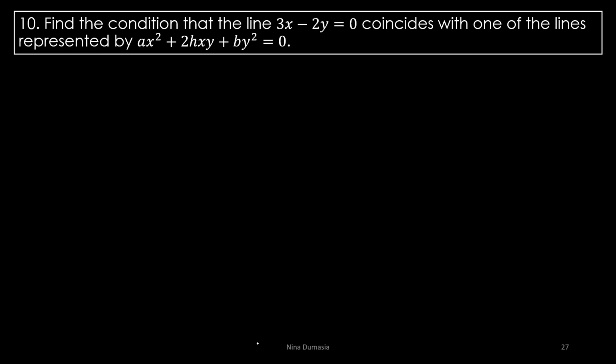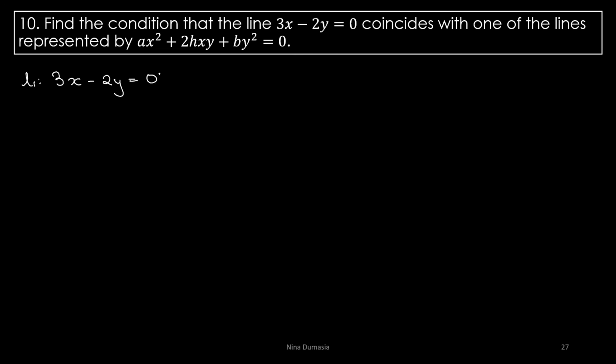Find the condition that 3x minus 2y is equal to 0 coincides with one of the lines represented by ax square plus 2hxy plus by square is equal to 0. So here we have to find the condition that it coincides, meaning the slope of one of these lines is the slope of this line. So first of all, what is the slope of this line, 3x minus 2y is equal to 0?